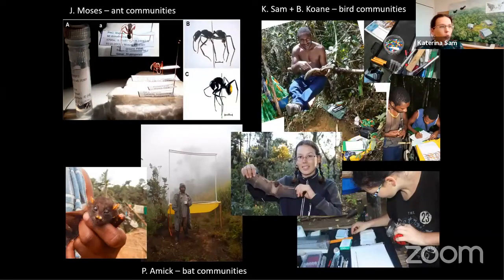We, of course, needed to know a lot about the predator communities. We surveyed the ants and the birds, the birds by myself, and we are still working on the metabarcoding of the prey which they are eating. And our students were helping us also with the bat survey.